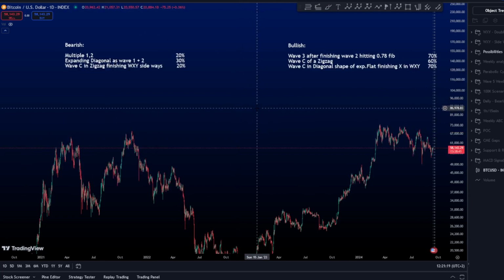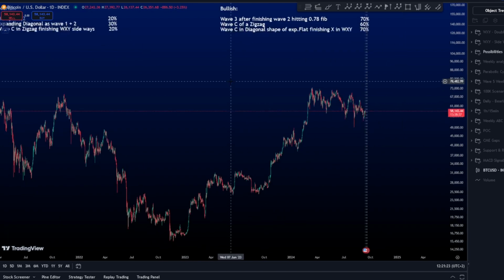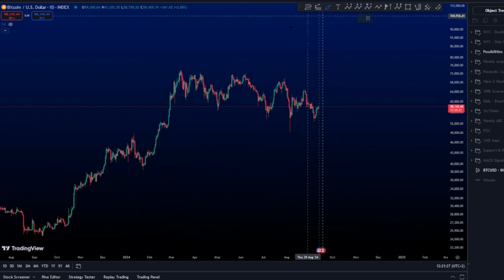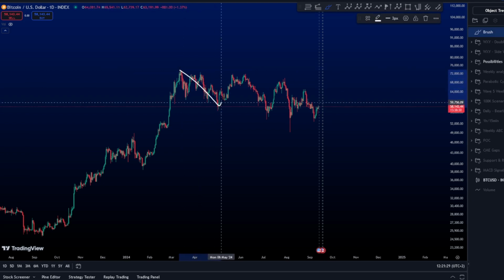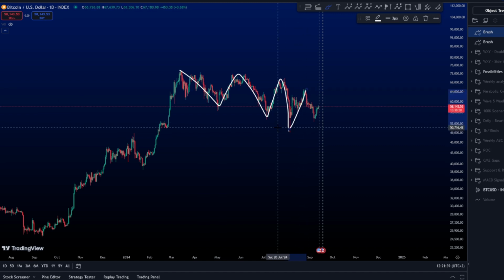We don't see any 5 waves towards the downside. We have an expanding diagonal as wave 1-2 possible, but very, very rare. This is the most rare scenario that you would see. In Elliott Wave, it is 5 waves in an expanding diagonal where the waves start to get bigger and bigger, and then we are finishing with a wave 2.